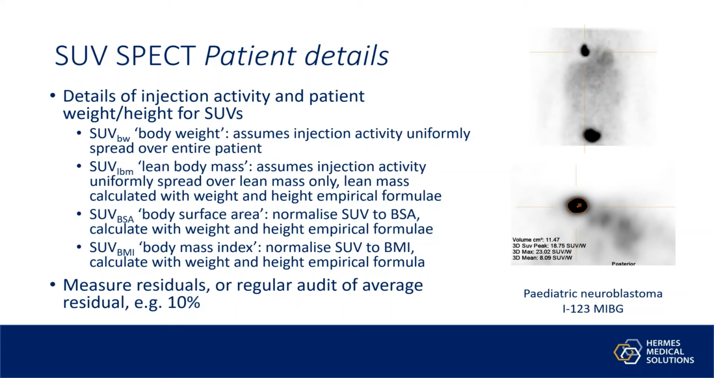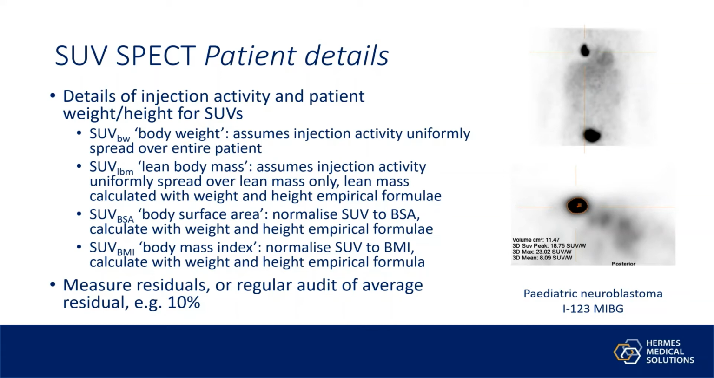Okay, and the last step. Voxel values are in becquerels per mL. Further, if we want to get voxel values into SUV, we need to have details of the injection activity and the patient weight and/or height for the last step of the SUV calculation.